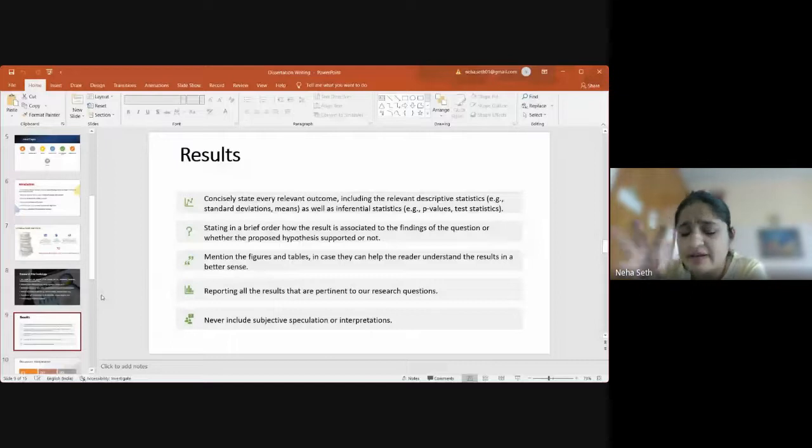Whatever figures or tables are required for the understanding of the reader should be included in this chapter. Then, report all the results that are pertinent to the research questions. We should not miss anything which leads to answers to our research questions. Last but not the least, we should never include any subjective speculation or interpretation when it comes to results, because here we are only presenting results. We are not giving any interpretation. Interpretation can be given in the next chapter.